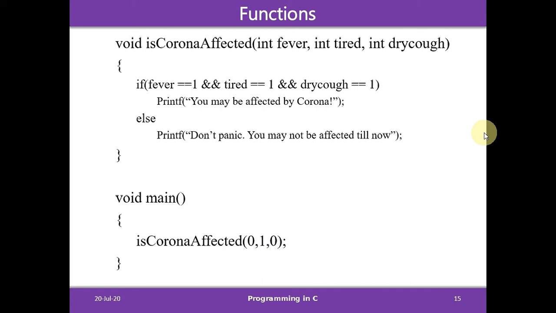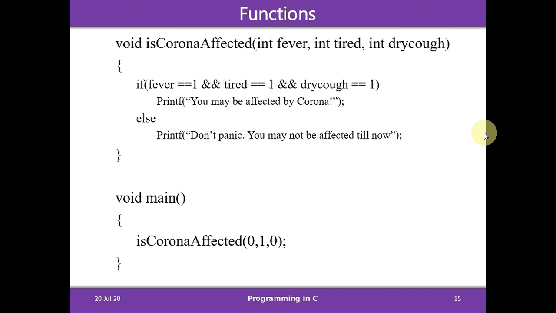So is corona affected, in the first input it is given as 0, so it means the user is not having fever right now. In the second it is given as 1, so it means that the user is tired. And in the third it is 0, so he is not having a dry cough. It means that he is just tired.